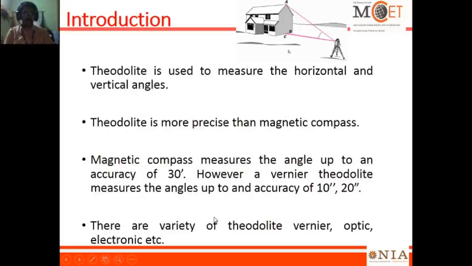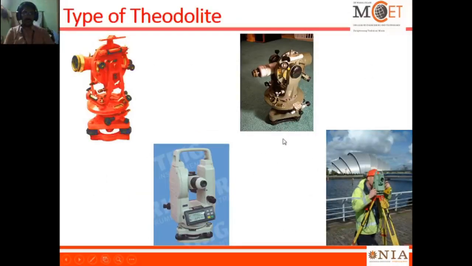There are a variety of theodolites: vernier theodolite, optical theodolite, electronic theodolite. In the vernier theodolite, we have to take the reading. In the electronic theodolite, it will display the reading, and the advanced version of the electronic theodolite is the total station. So these are the varieties of theodolite. This is the vernier theodolite. In our laboratory we also have the same equipment. The color is different, black, but I have shown it here in orange and red. The color is not important here.